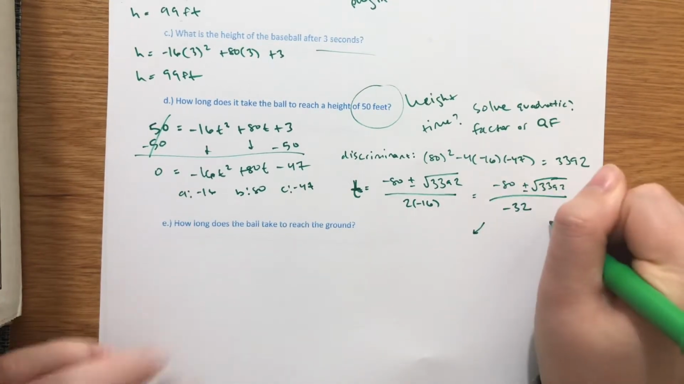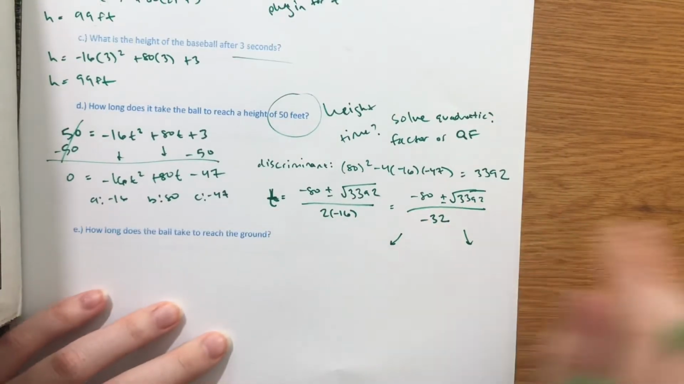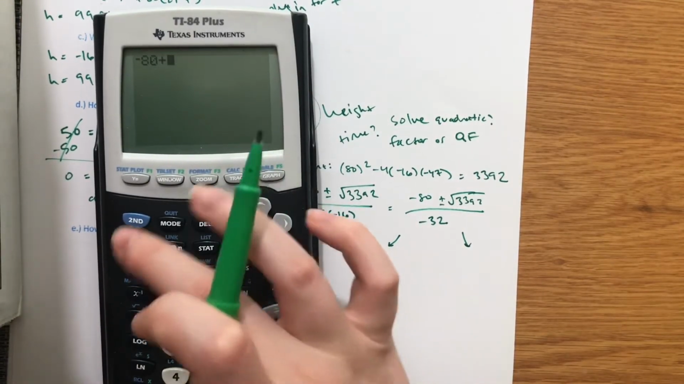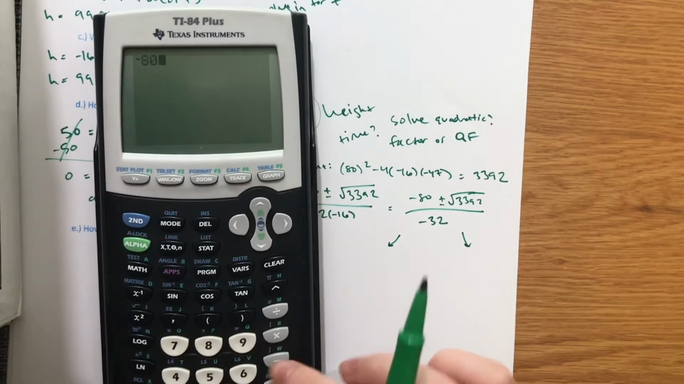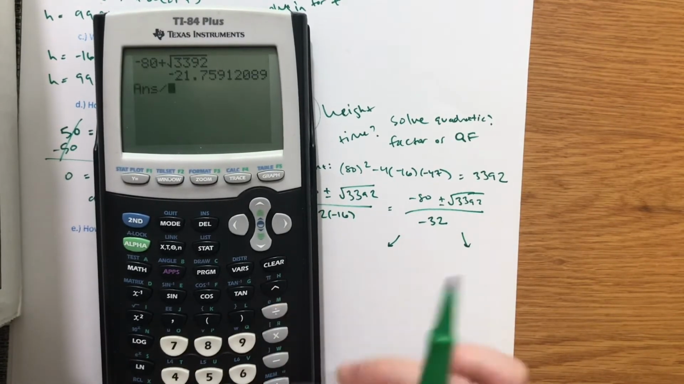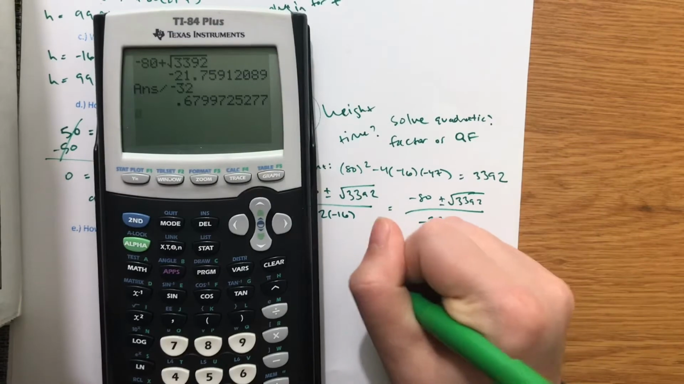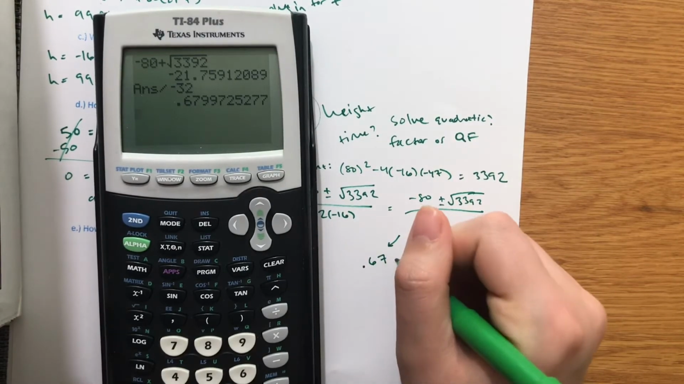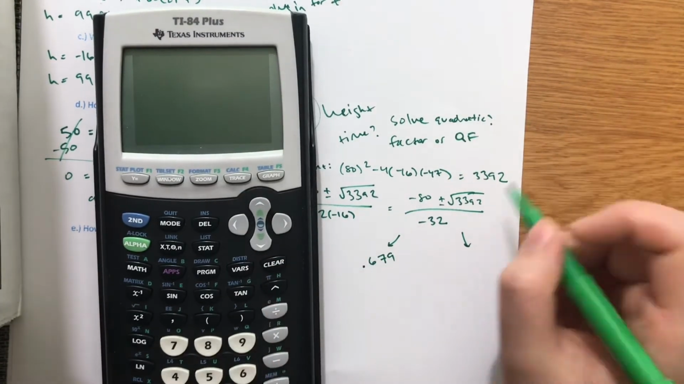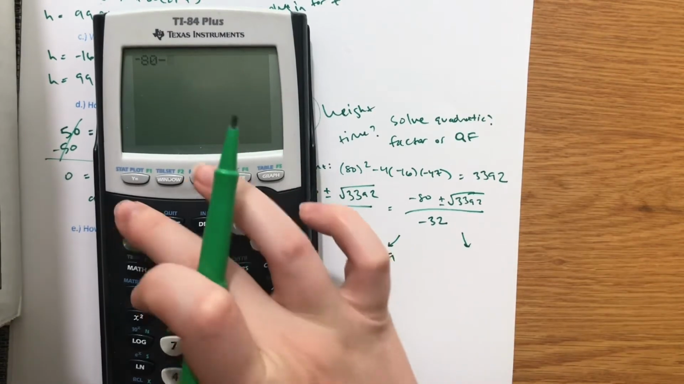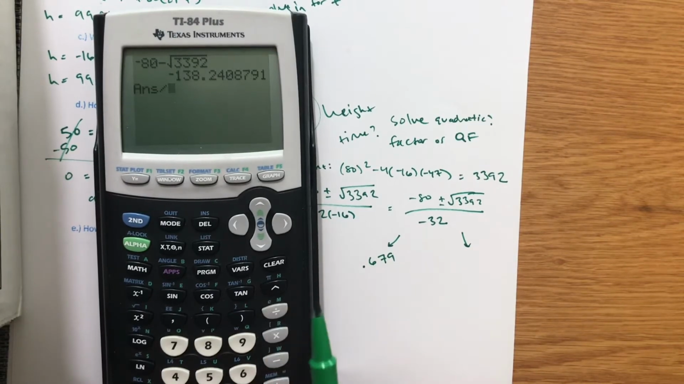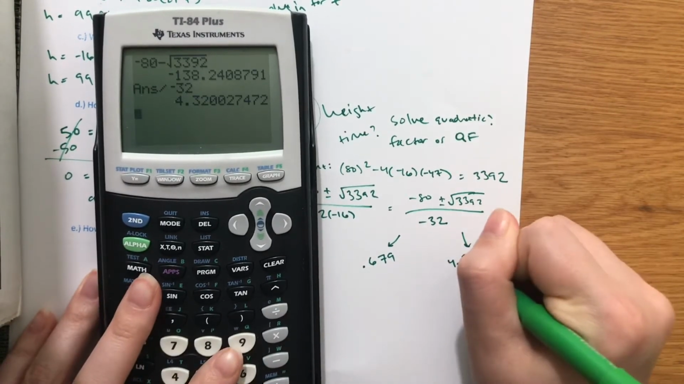So remember, find your two answers. Do plus and then minus. So negative 80 plus the square root of 3,392 and divide by negative 32. So the first one is 0.679. The second one is negative 80 minus the square root of 3,392 divided by negative 32. The other one is 4.32.